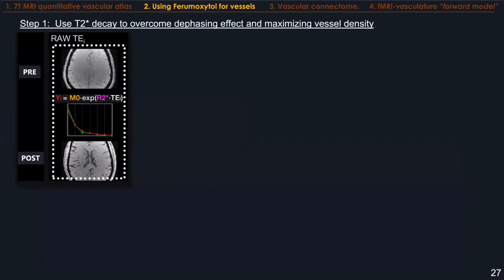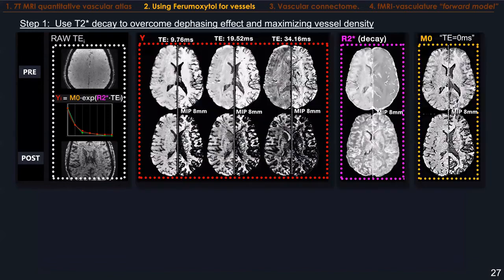To exploit this dephasing effect, like I said, we will fit a mono exponential curve at every voxel of this acquisition. And using this curve, we'll get the denoised version of this image that I presented earlier. So by fitting the curve, we get the T2* at the different echo times, and you get those images here. So we get also the R2 star decay, and we get an N0 image, which here is kind of like a TE equals 0 millisecond image.